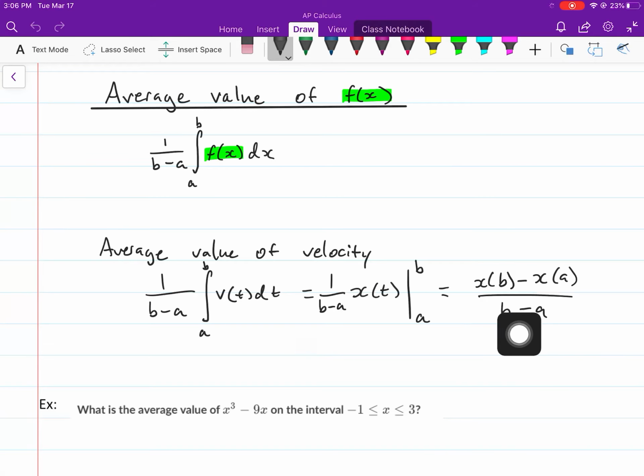So this does relate to the average rate of change. Notice that the average value of velocity would be the average rate of change of position, because here we're finding the slope of position, so this represents the average rate of change of position, and that would be the same thing as the average value of velocity. Once again, though, I just want to emphasize that the average value of f would be given by 1 over b minus a times the integral of f of x.